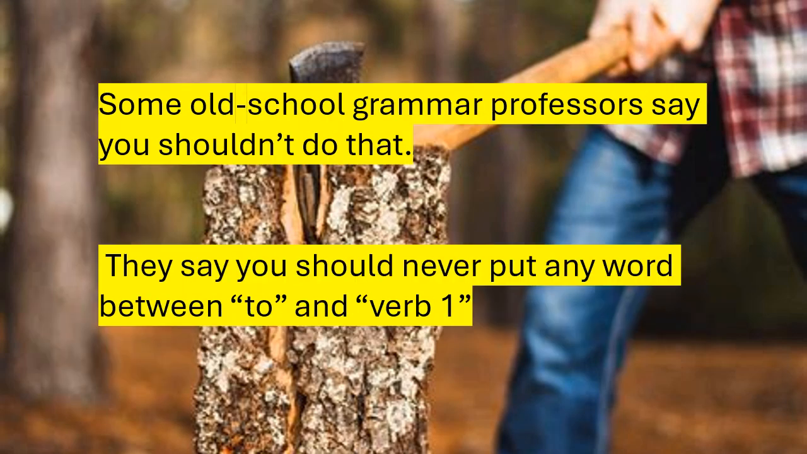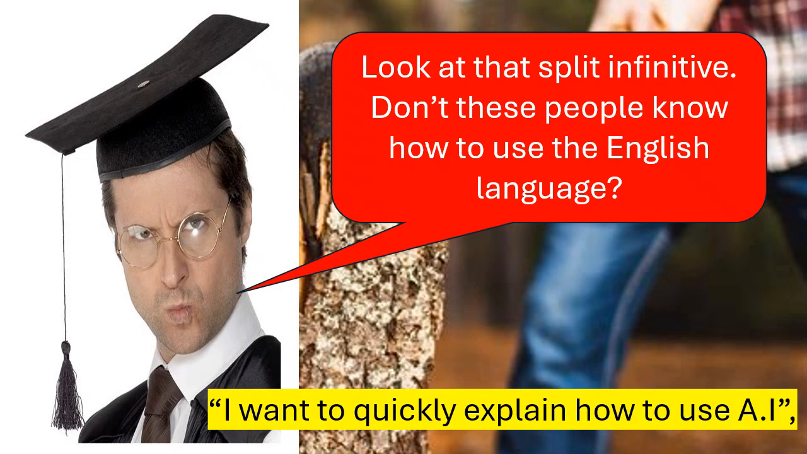Now, some old school grammar professors say you shouldn't do that. They say you should never put any word between "to" and verb one. So you can see this guy, and he's saying, look at that split infinitive at the bottom there: "I want to quickly explain how to use AI." Look at that split infinitive. Don't these people know how to use the English language?